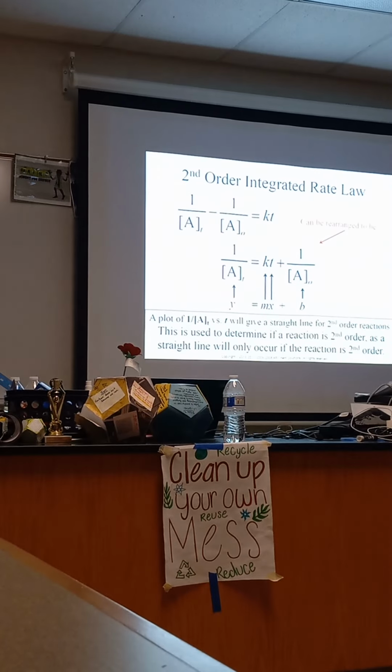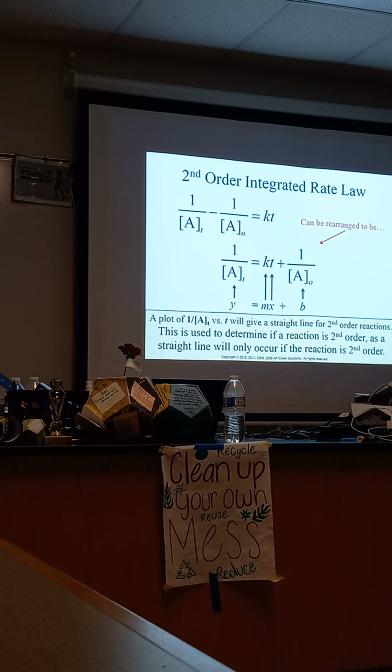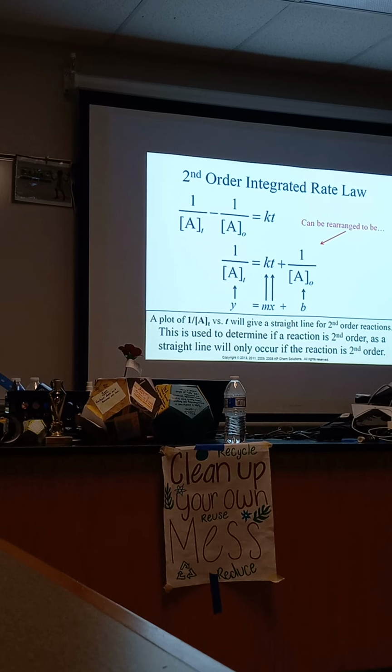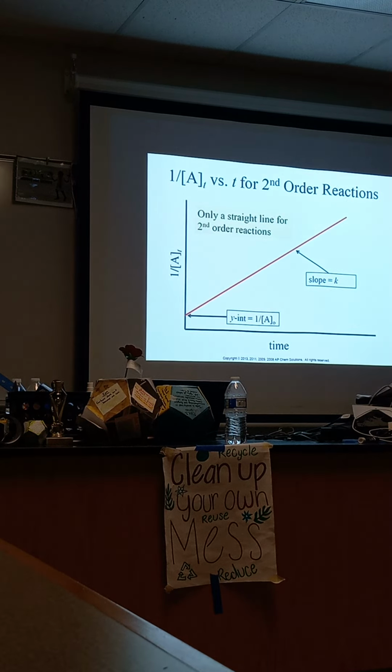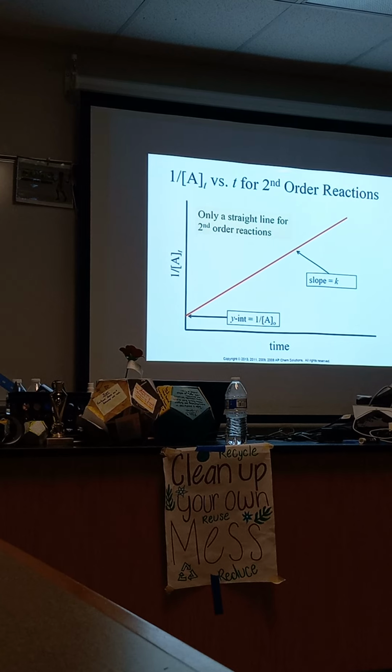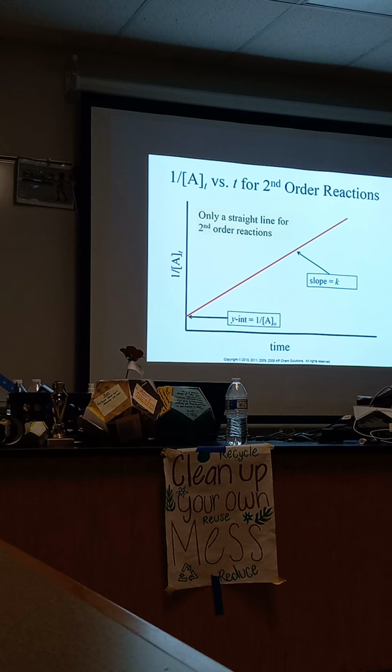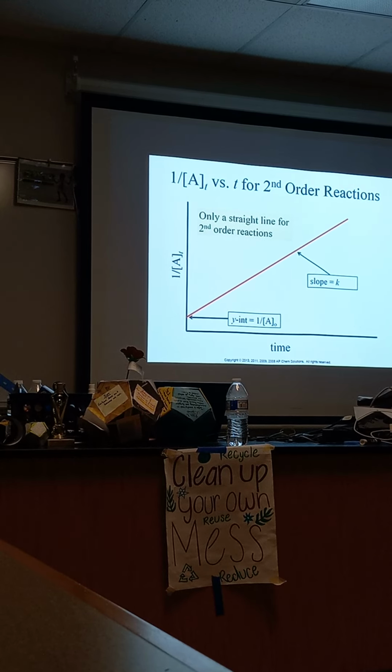First. If it's a straight line, then we look at the y-axis. What if it's a straight line and the y-axis says 1 over the concentration? Second order. Very good. There it is. 1 over the concentration straight line is a what order, guys? Second order. All right, any questions about this part?